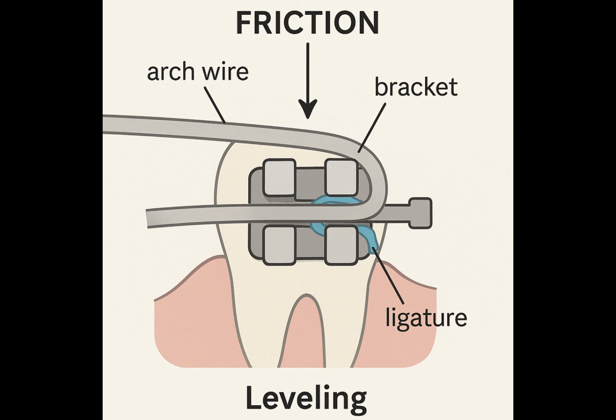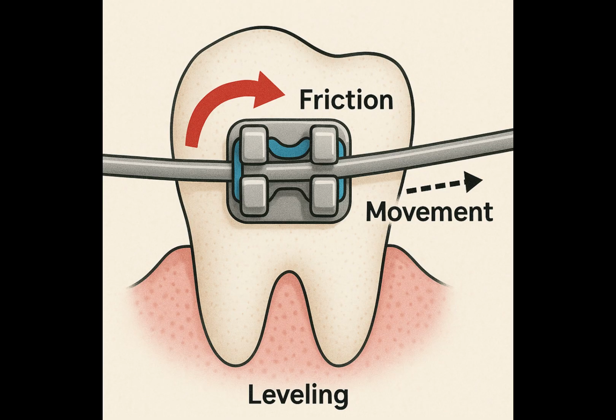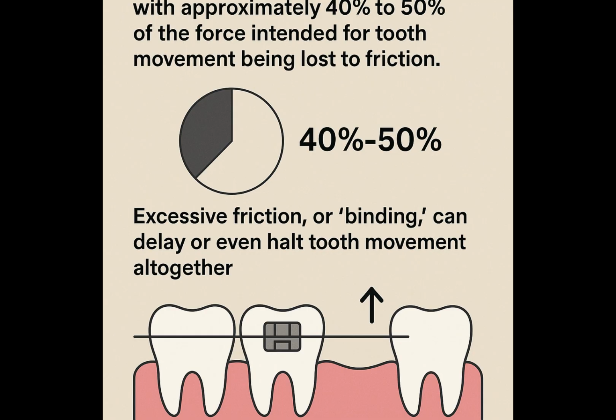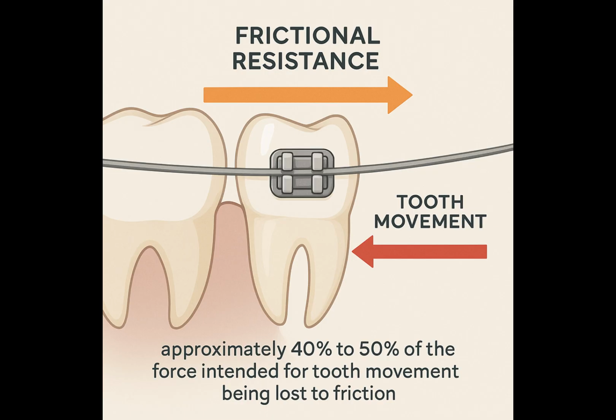In the orthodontic context, friction exists whenever the archwire is in contact with the bracket and ligature, and there's a tendency for movement. For instance, during leveling, as a flexible wire straightens, it slides through adjacent brackets, creating friction between the wire, bracket, and ligature materials. This frictional resistance can be substantial, with approximately 40% to 50% of the force intended for tooth movement being lost to friction. Excessive friction, or binding, can delay or even halt tooth movement altogether.